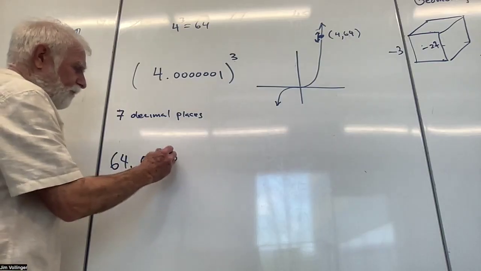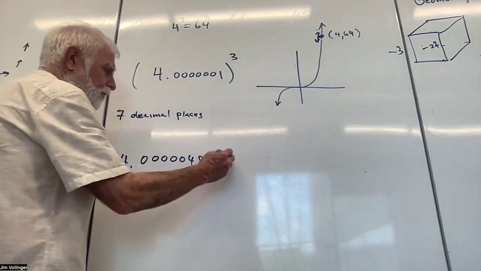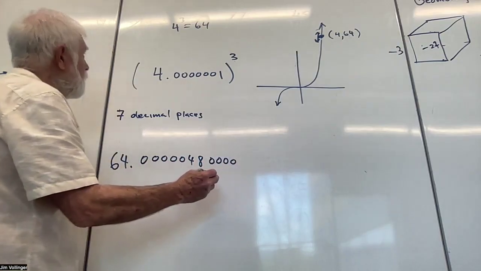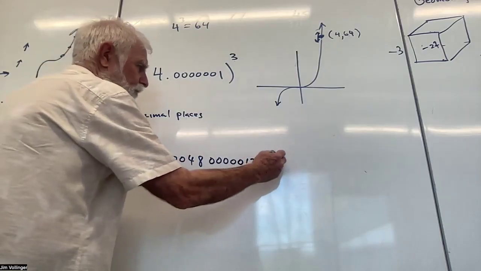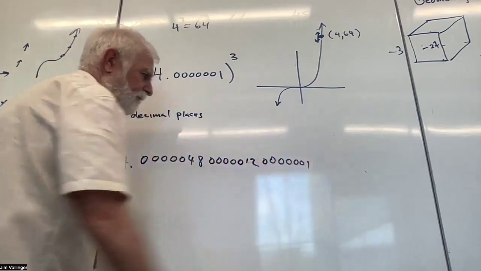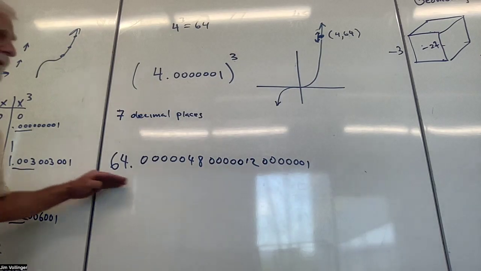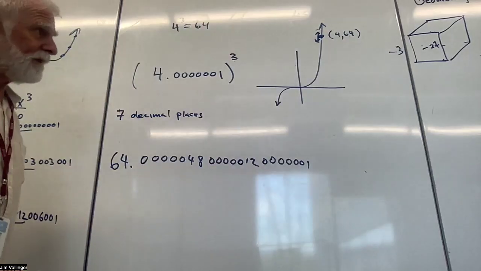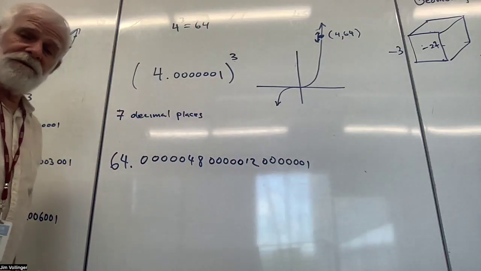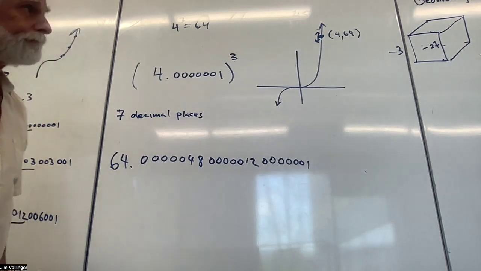1, 2, 3, 4, 5, 6, 7. I believe that's what you should get. Now, it's going to be hard to find a calculator that gets you that many decimal places. But it comes from the geometry of completing the cube. And I'll get to that later in the video.